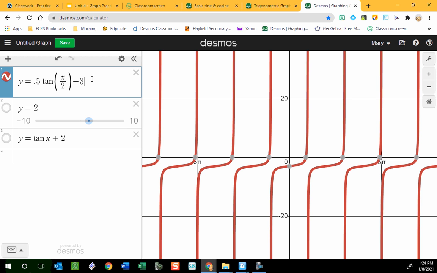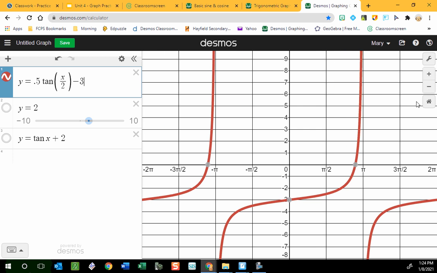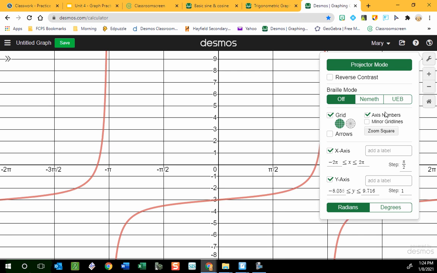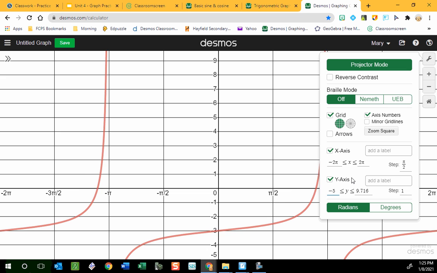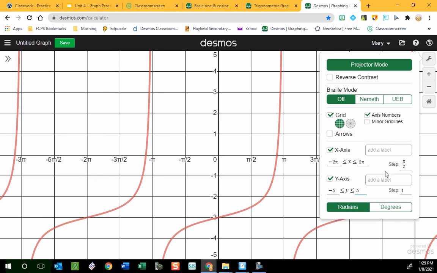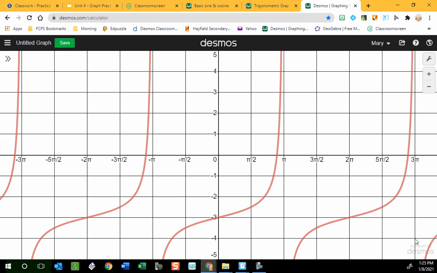All right, so I'm gonna zoom in here a little bit so I can see what's going on a little better. So that 0.5 made the graph a lot shorter. Okay, I'm gonna see if I can make this a zoom square or something. Change that a little bit. All right, there we go. And there's my zoom square popped up. I like that a little bit better. All right, so there we go.